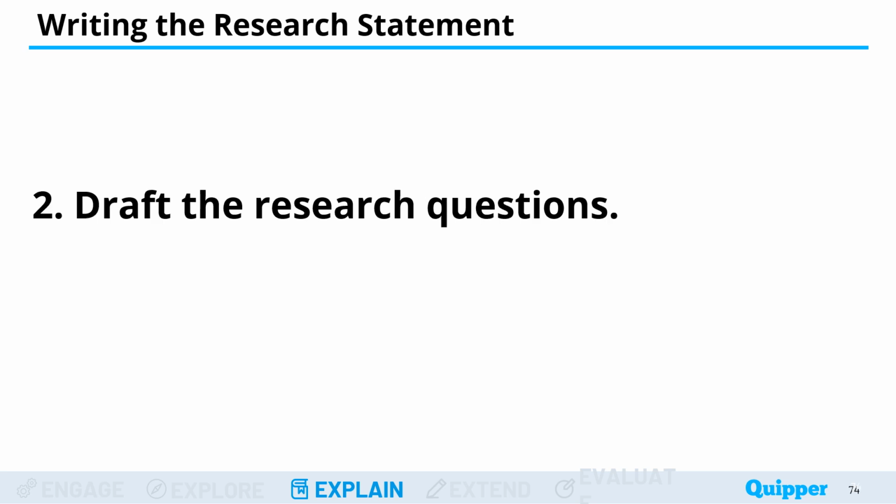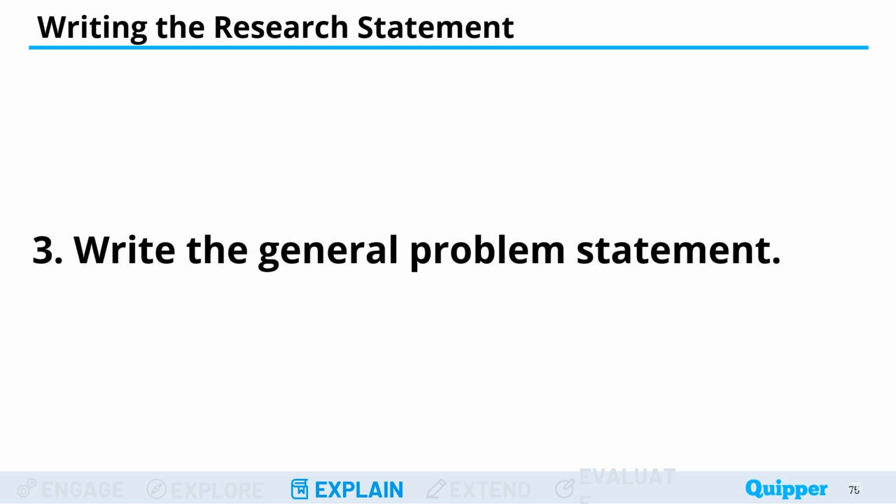Then draft the research questions. So based on the finalized research topics, the draft of the research questions will reflect the aspects that the research is focused on. Next, write the general problem statement. So the general problem statement establishes the overall goal and direction of the research. It should contain the research topic, the main objective of the study, and the variables.